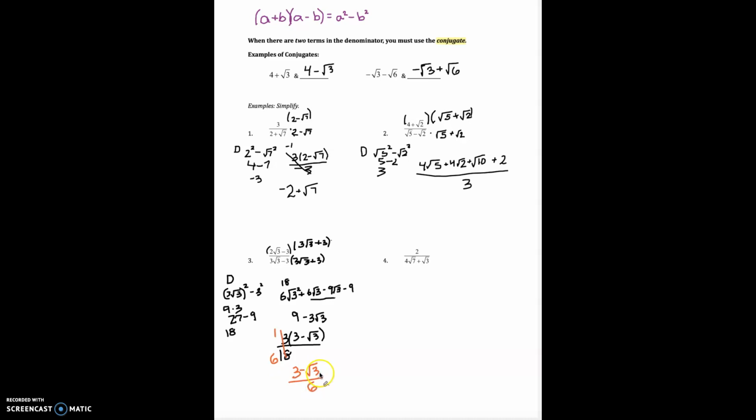We have a 3 in a radical. We have a 3 as a term, and then 6 in the denominator. So this is as good as it gets right here.